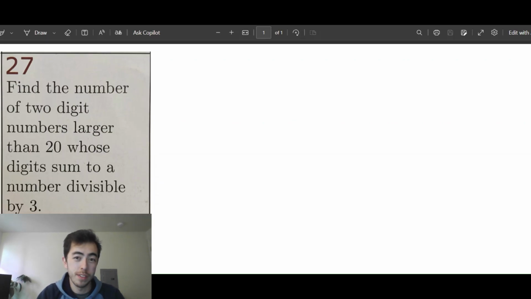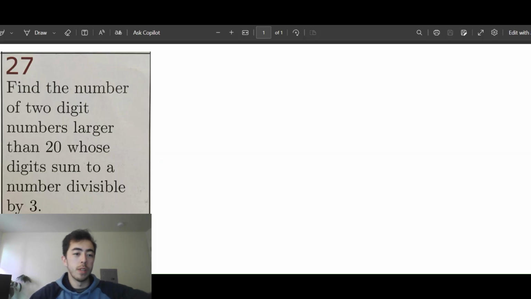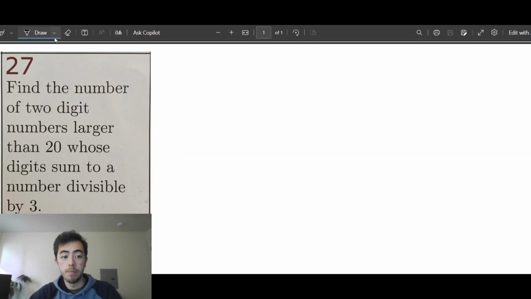Today's May 27th, and we are solving problem number 147 from the Daily Epsilon calendar. We need to find the number of two-digit numbers larger than 20 whose digits sum to a number divisible by 3. Okay, let's do a little bit of vocab stuff.